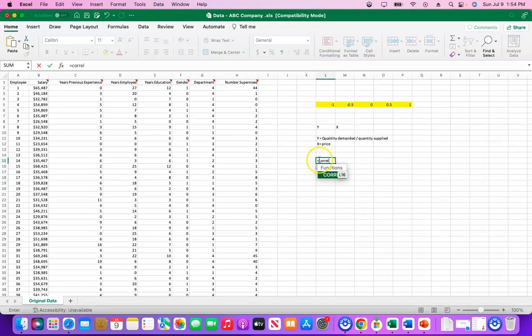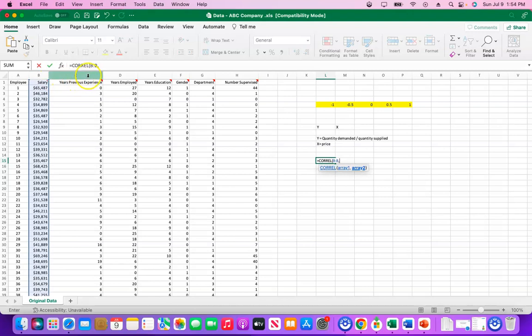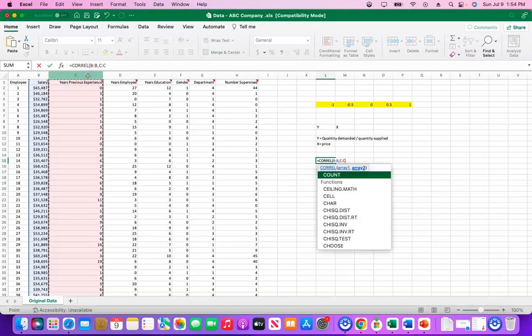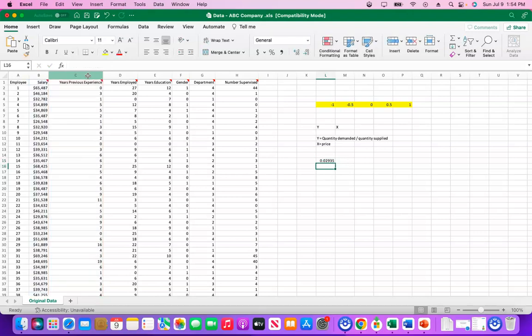So all you have to do is put an equal sign, and then type CORREL. In this case, you can see that we need array 1 and array 2. So we will click on salary as our first array, and years of previous experience is our second array. If you close the bracket and press enter, then we can see the correlation between salary and years of previous experience.